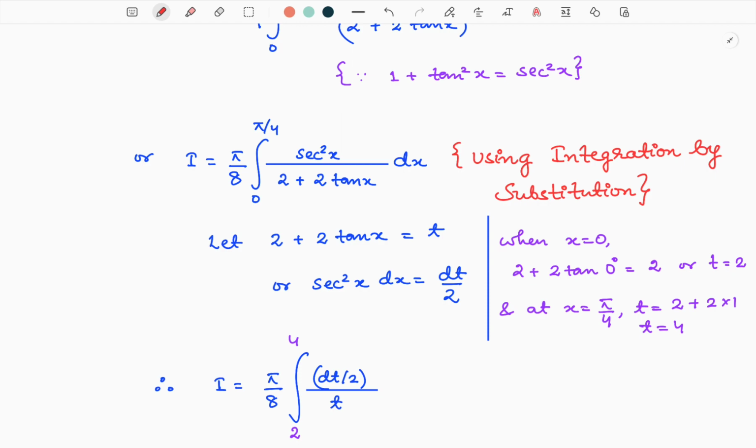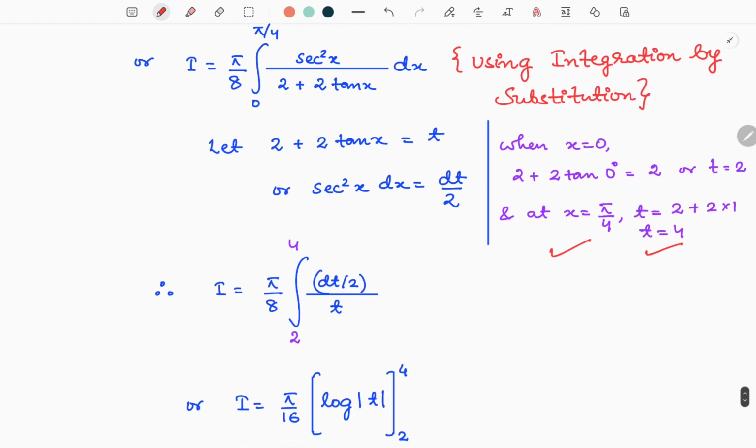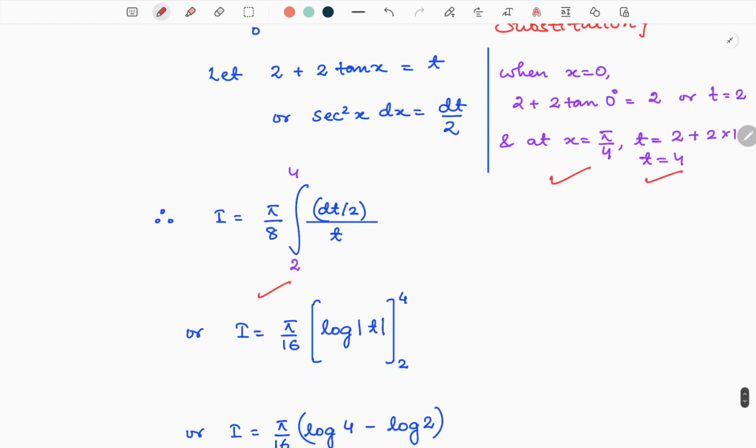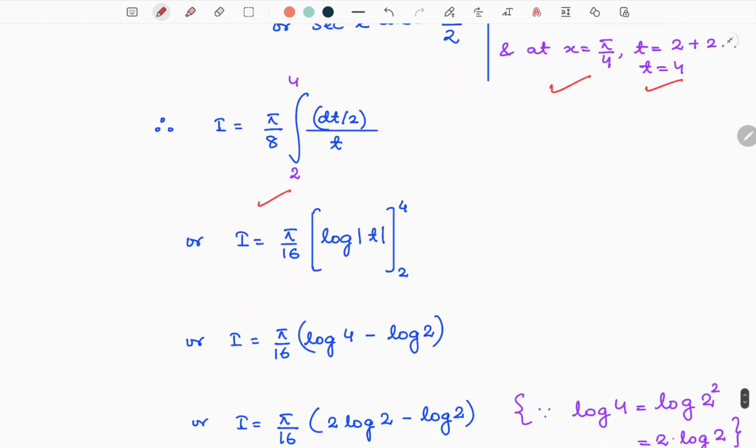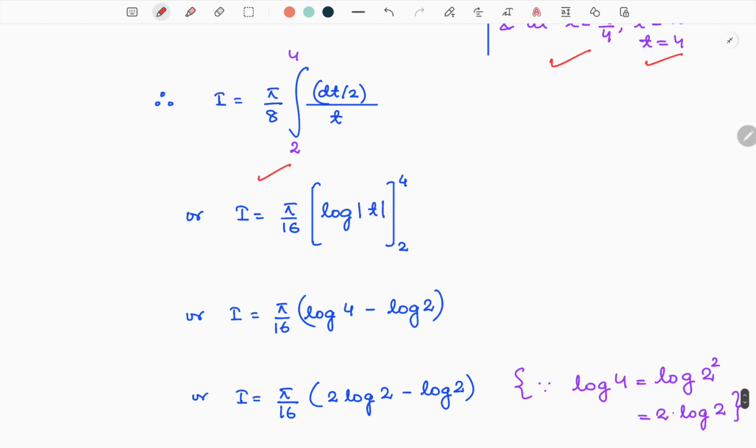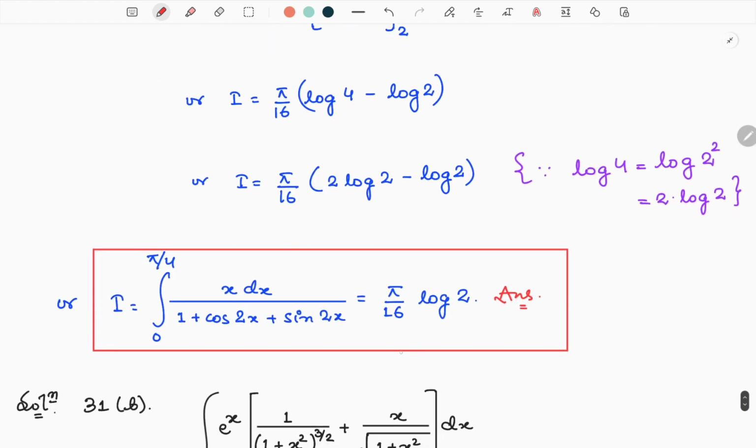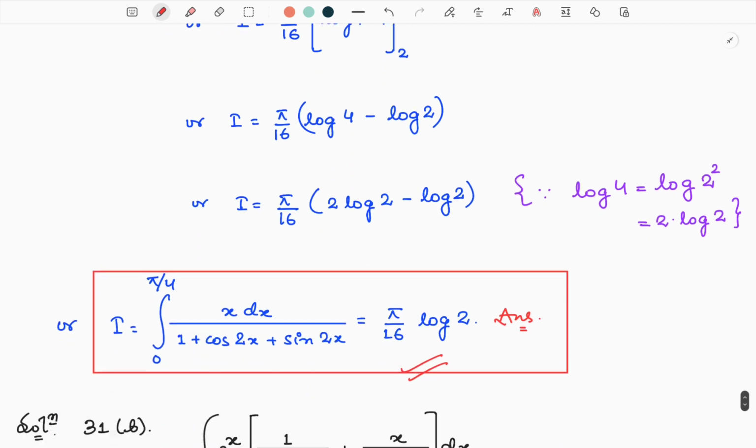Now how to change the limit? When x is 0, put x as 0 in place of tan x. So 2 plus 2 tan 0 will give t as 2, and when x is pi by 4, t will become 4. So the new limit will be 2 to 4, not 0 to pi by 4. Now it is simple calculation after that, with a simple log property also, and after solving you will get the answer as pi by 16 log 2. Okay, so it is also easy but lengthy.